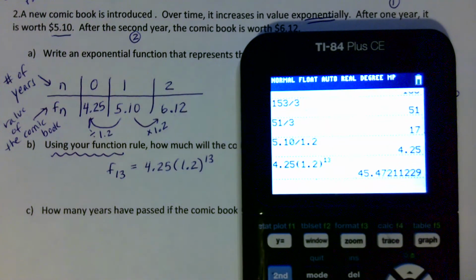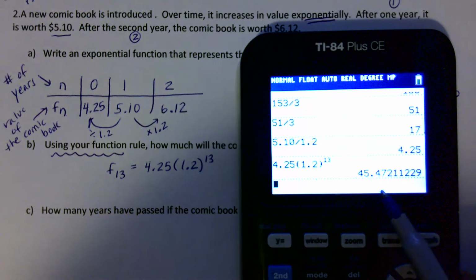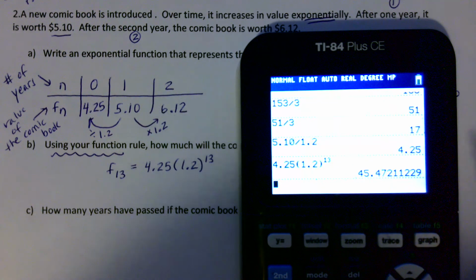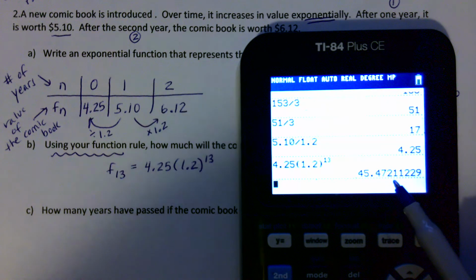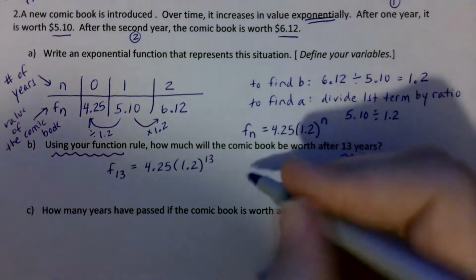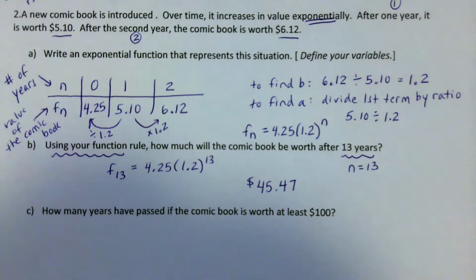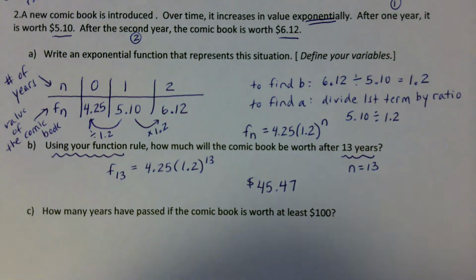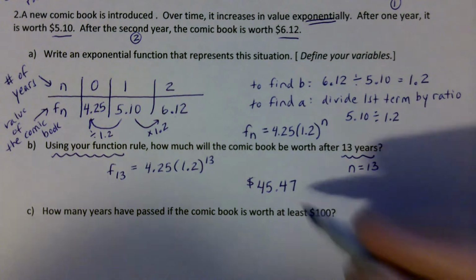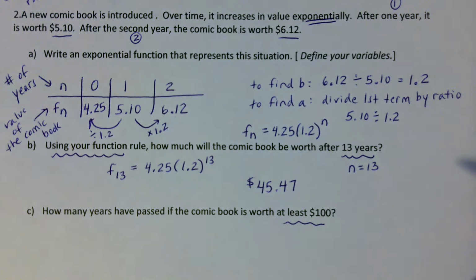And we get this. Even though you weren't given rounding directions, remember, since we're talking money, we do need to round to the hundredths place. We only have 2 digits with money. So the next one after the 7 is a 2. That's not enough to make this one more. So my answer is going to be $45.47.